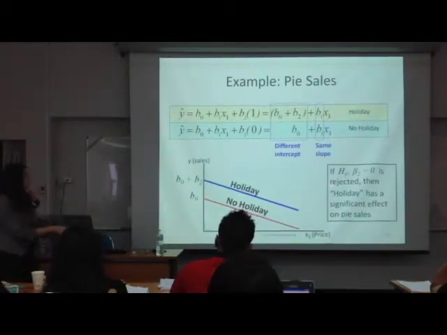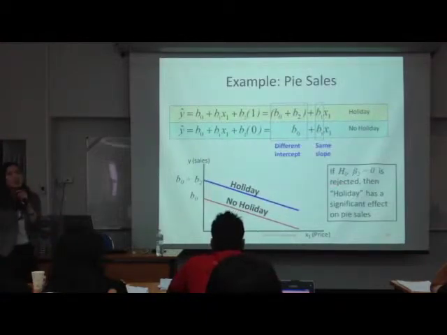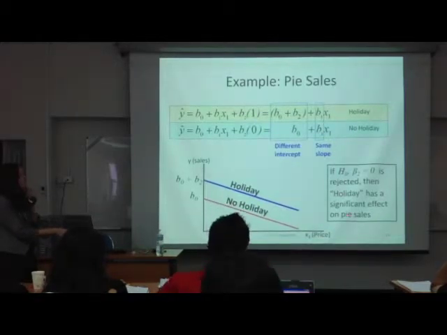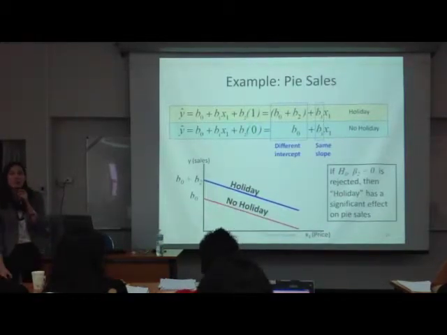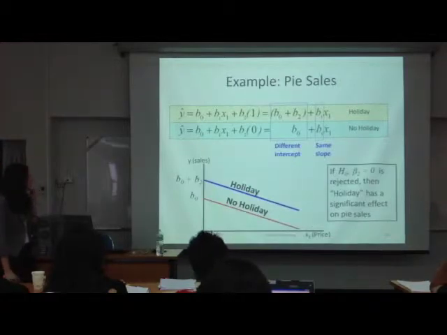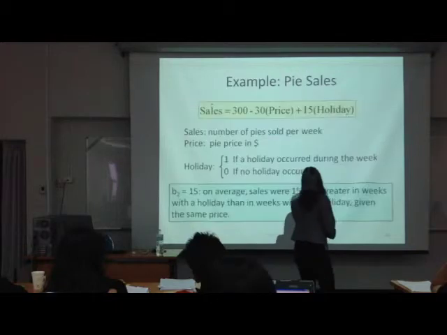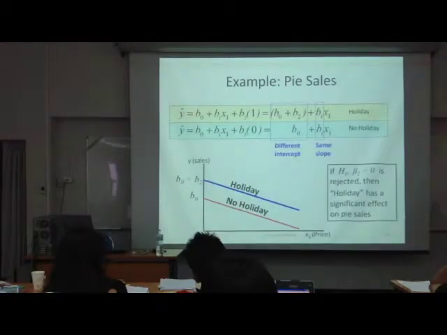And we can test whether beta 2 is equal to 0 or not. If we reject the null, then we can say that the holiday has a significant effect on pie sales, on Y. In this case, how can you check whether the different intercept term is appropriate or not?